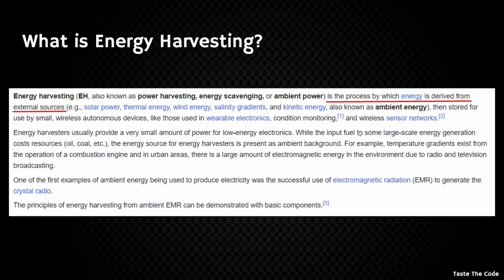Now, Wikipedia defines energy harvesting as the process by which energy is derived from external sources. And as an example, they show solar power, thermal energy, wind energy, salinity gradients, kinetic energy, and also some electronics do harvest some energy from the airwaves. So there are basically many ways how we can get this energy and use it in our projects.